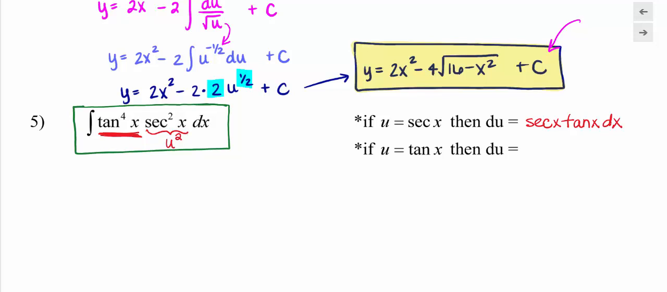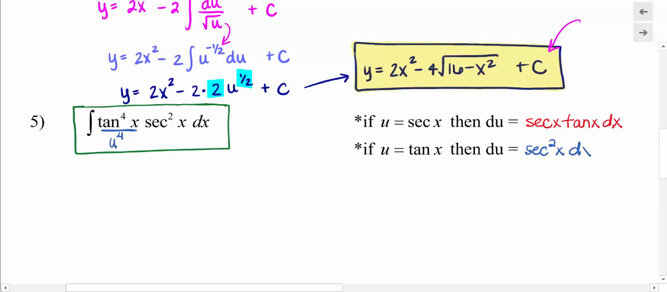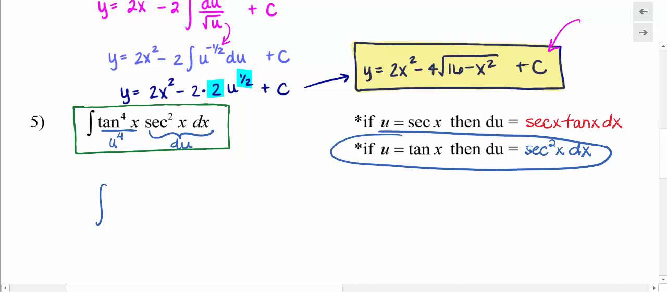All right, so if u is tangent x, so now I'll erase these. If u is this tangent, I can write this as u to the 4th. And if u is tangent x, then du is secant squared x dx, and that matches this whole thing perfectly. So if you can make that jump, then you can go right to, ooh, I know, I let tangent of x be u. This is going to be my winner here.